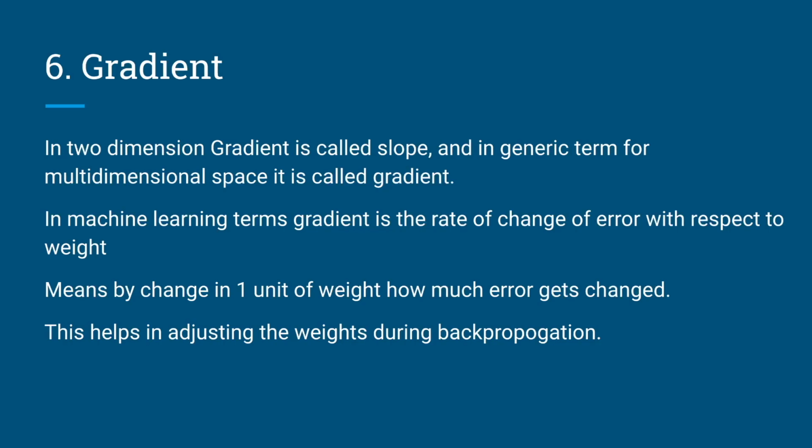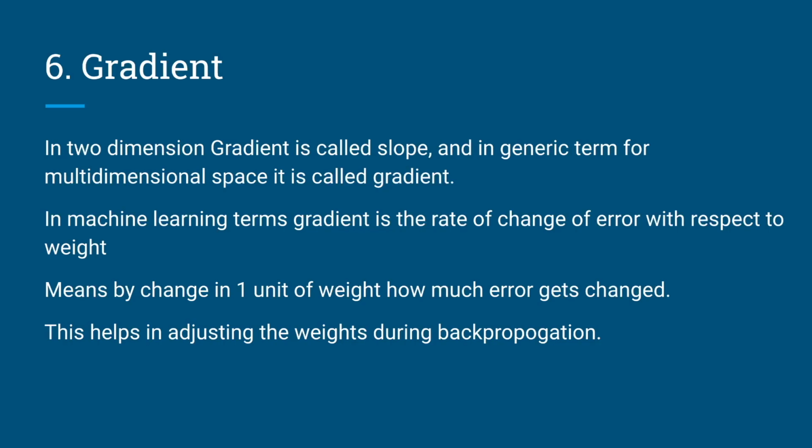In machine learning terms, gradient is the rate of change of error with respect to weight. This reminds you of the calculus d by dx of x square, something like that. So here it's d by dw of error.